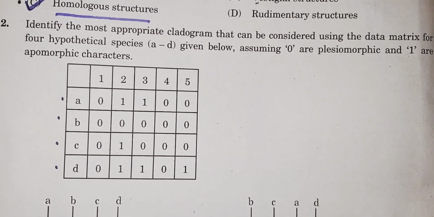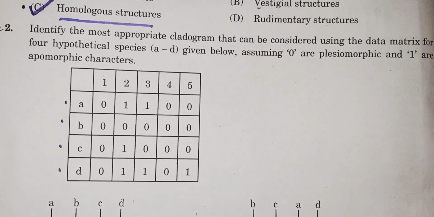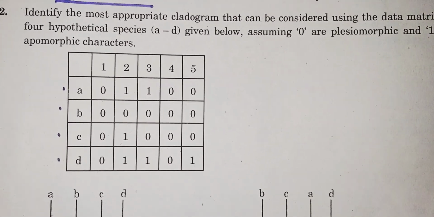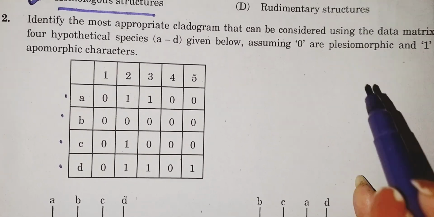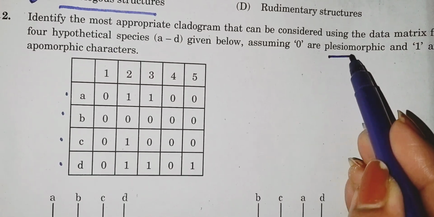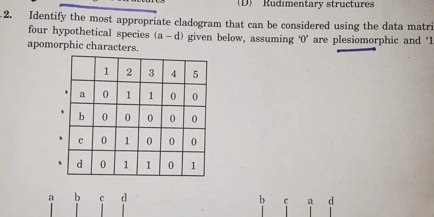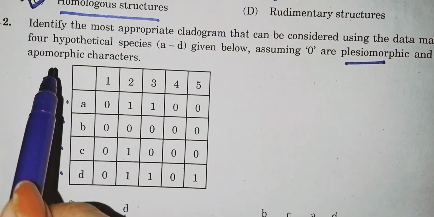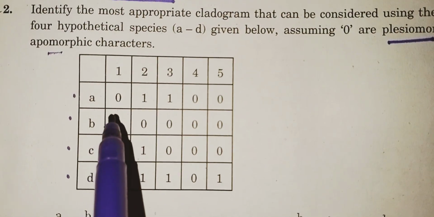Now, before going into the solving part of it, we must know what are plesiomorphic characters and what are apomorphic characters. Plesiomorphic characters are primitive or ancestral characters, whereas apomorphic characters are derived characters. Now, take a look at this table.